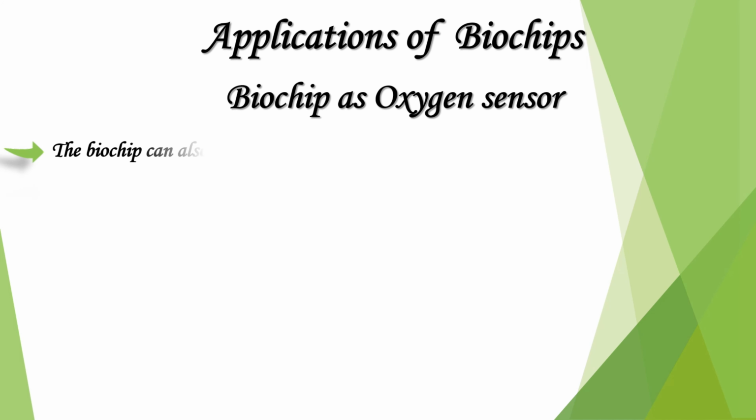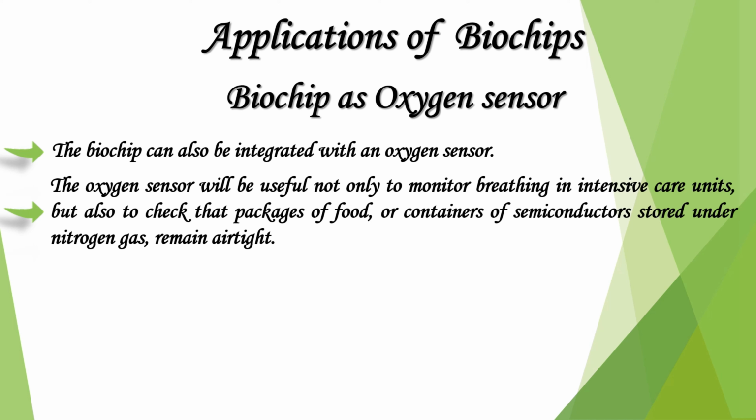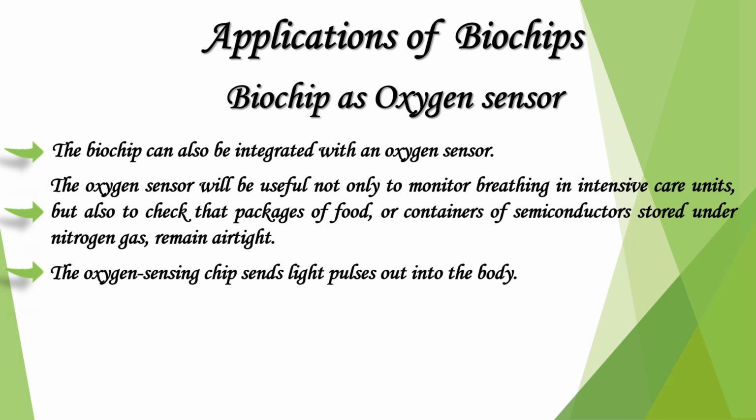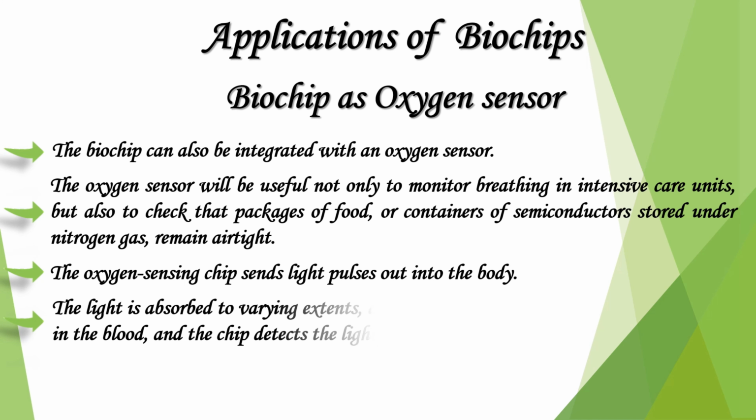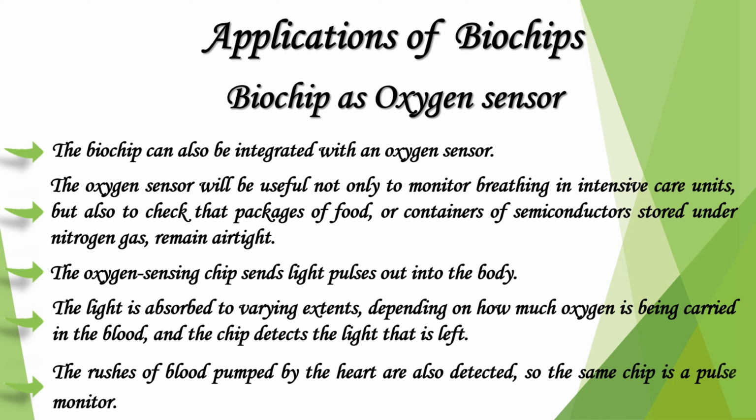Biochip as oxygen sensor. The biochip can also be integrated with an oxygen sensor. The oxygen sensor will be useful not only to monitor breathing in intensive care units, but also to check that packages of food, or containers of semiconductors stored under nitrogen gas, remain airtight. The oxygen sensing chip sends light pulses out into the body. The light is absorbed to varying extents, depending on how much oxygen is being carried in the blood, and the chip detects the light that is left. The rushes of blood pumped by the heart are also detected, so the same chip is a pulse monitor.